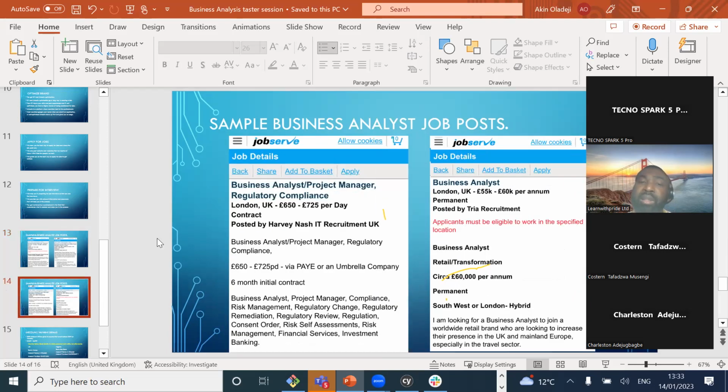The second one, you can see this is a contract role paying 650 to 725 per day. Let's just say 600 per day. If you are getting 600 pounds per day, that is 12,000 pounds per month. Let's say this contract is just for 3 months, 12,000 times 3. That is a lot of money. And you'll be seeing this figure and be saying, can I actually get this?